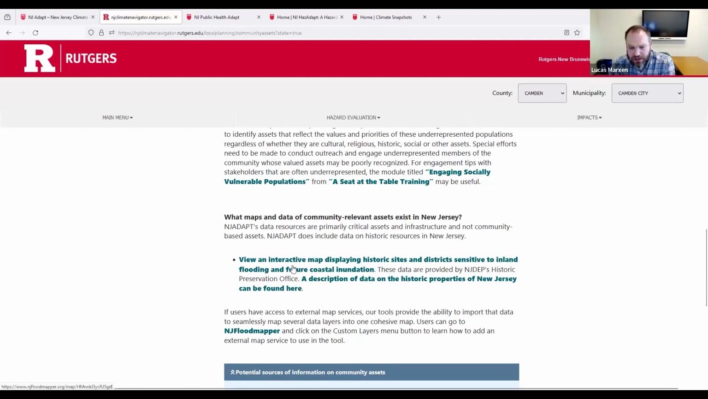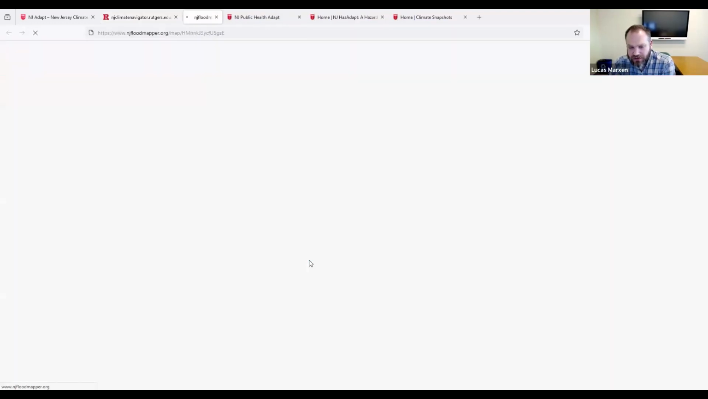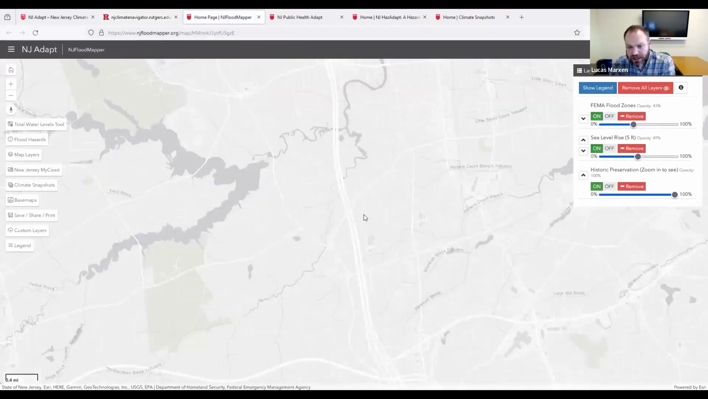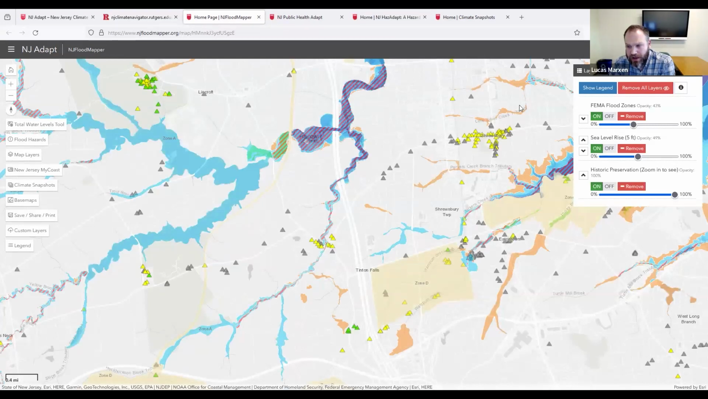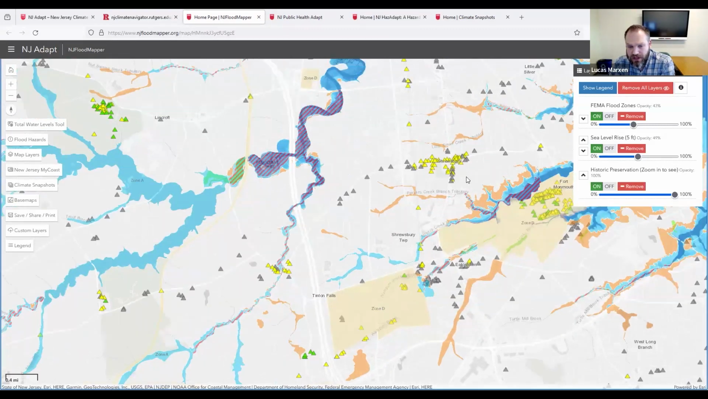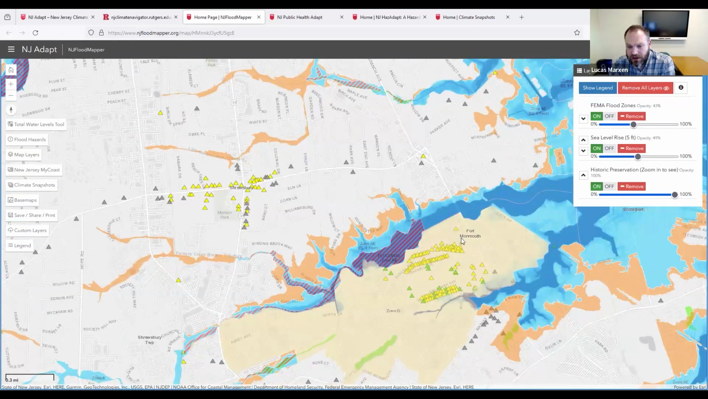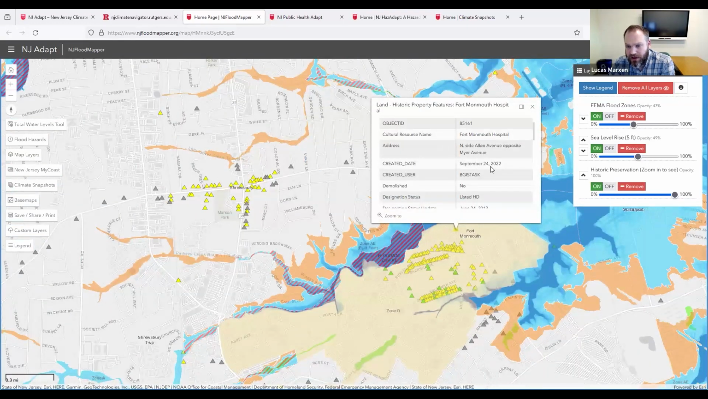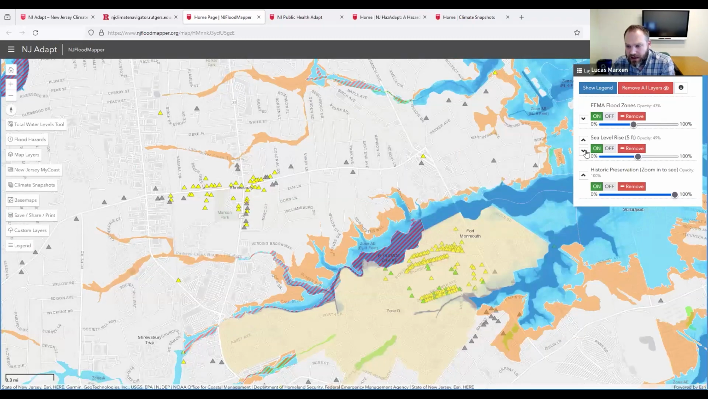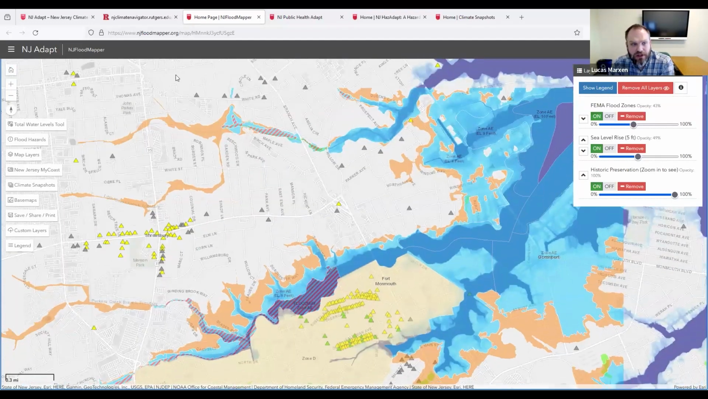We have, for instance, an interactive map that shows historical sites and districts sensitive to inland flooding and future coastal flooding. This will take you out to NJ Flood Mapper, and it basically preloads a historic preservation data set as well as a flooding data set. And so these are interactive. You can actually click on the individual locations and find out what they are. For instance, one is Fort Monmouth Hospital. And again, you can add the different types of flood events on here to see which ones might be impacted within your area.